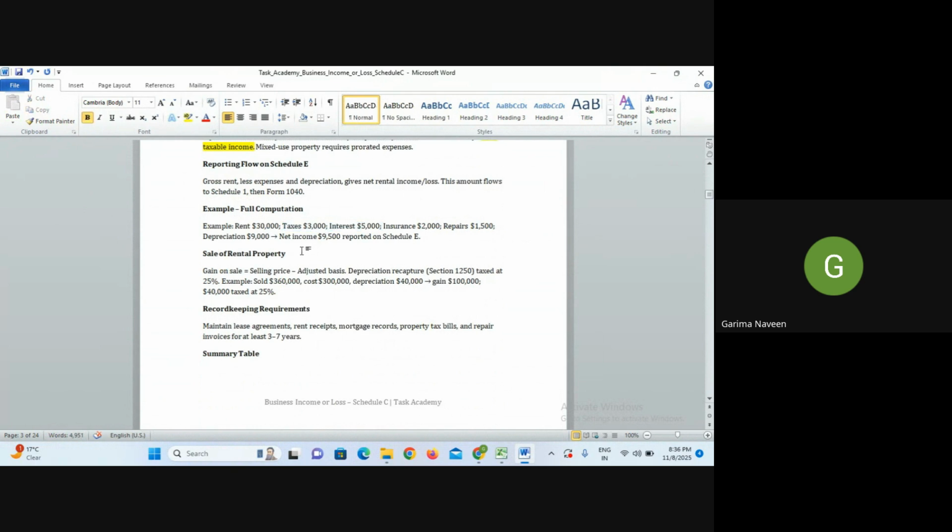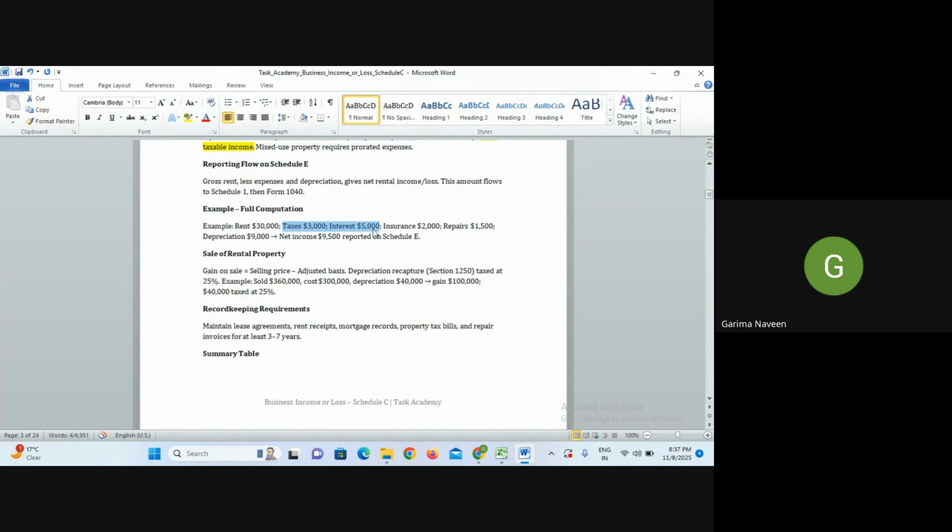So you need to consider this also. For example, if you are giving a property for rent for 3 months and using the rest of the property for personal use, what you can do, if you have taxes and interest expenses, is prorate them for personal as well as rental use, and both these expenses you can deduct from your 1040.